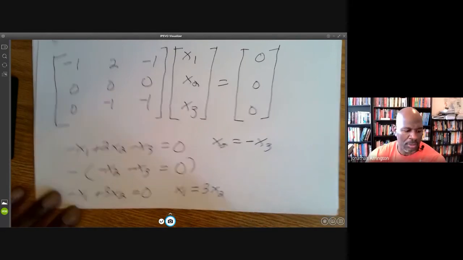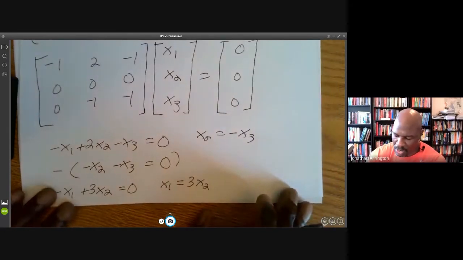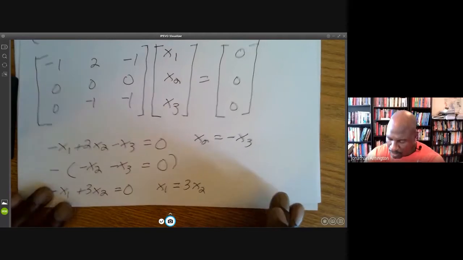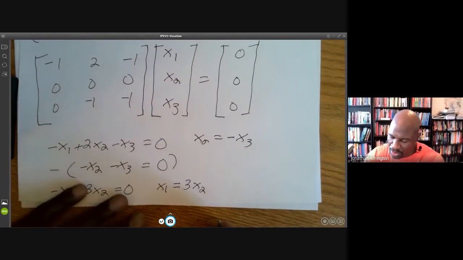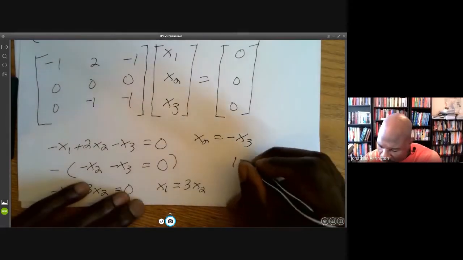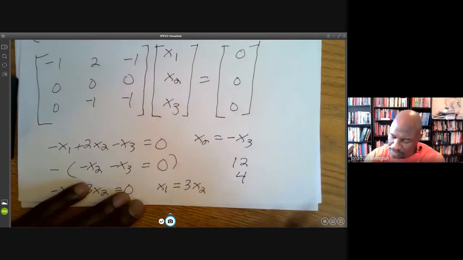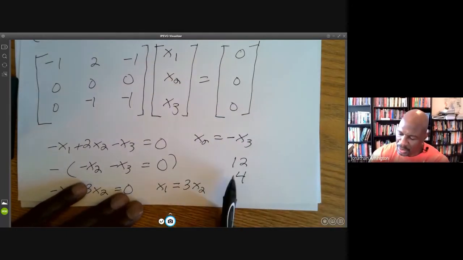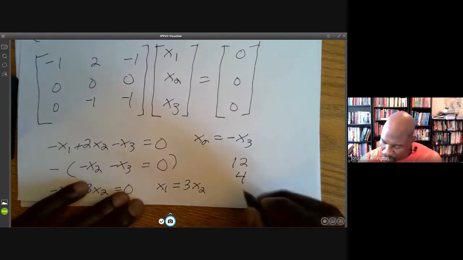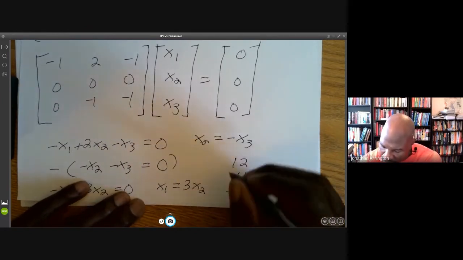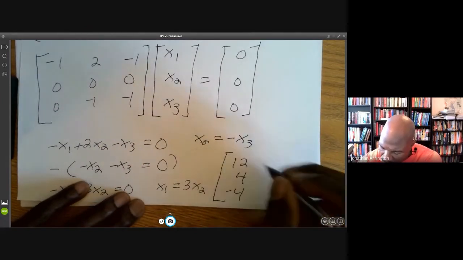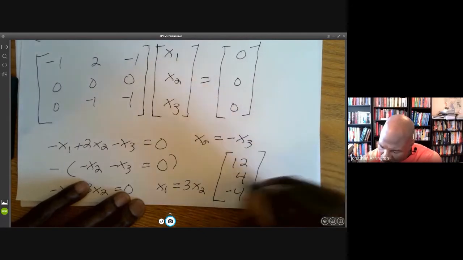All right, so again, we have an infinite number of values we can use, but let's say we use the vector 12, 4. So my x1, 12, is 3 times as much as my x2, 4. And then my x3 should simply be the opposite sign of x2. So 12, 4, negative 4. That's the eigenvector I want to use.